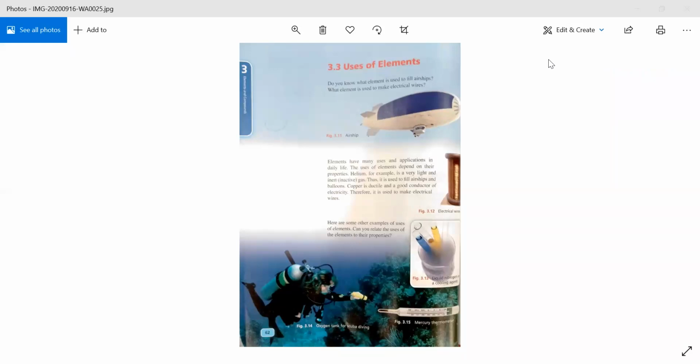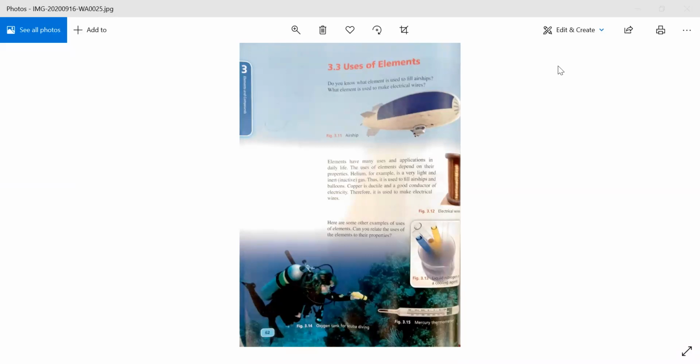Helium, for example, is a very light and inert or inactive gas. Thus, it is used to fill airships and balloons. Copper is ductile and a good conductor of electricity. Therefore, it is used to make electrical wires. Here are some other examples of uses of elements. Can you relate the uses of elements to their properties?